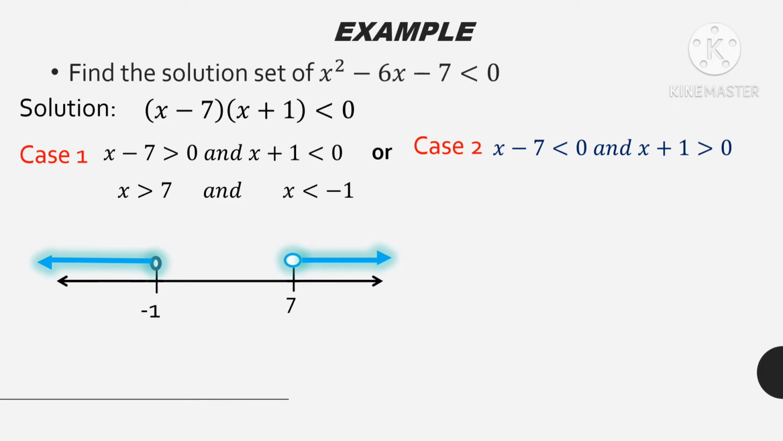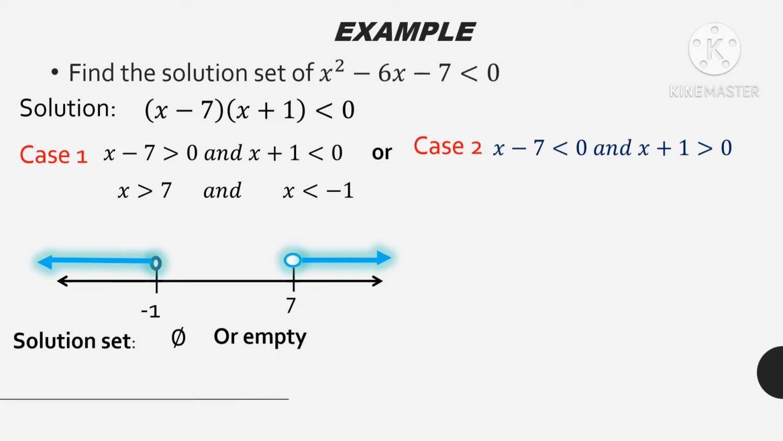As we look at the two graphs, they have no intersection. They have no common elements. So therefore, the solution set is empty. So that's the symbol for empty. Okay? So walang sagot doon sa case number 1. Wala tayong nakuha sagot dyan kasi wala silang intersection.